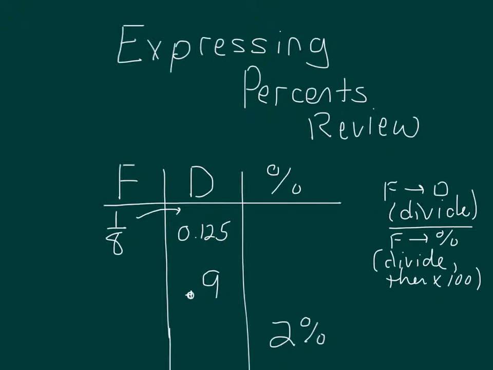So it's going to end up with a decimal between the 2 and the 5. It's going to be 12.5%. Okay? Alright. So that's fraction to decimal and fraction to percent. So that's pretty easy, right?